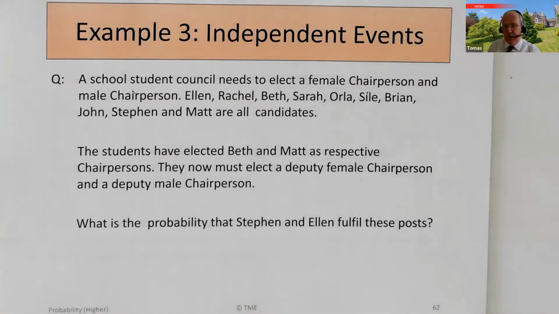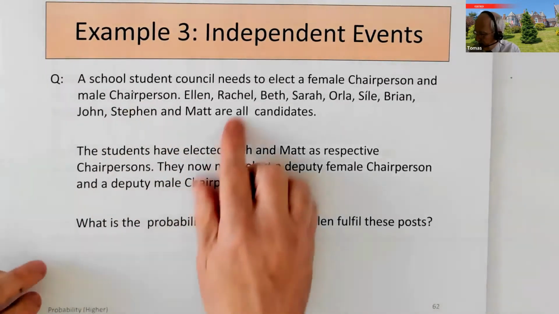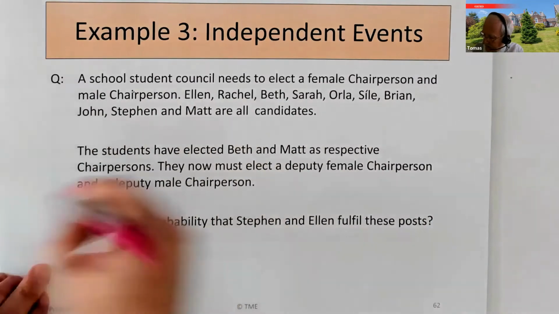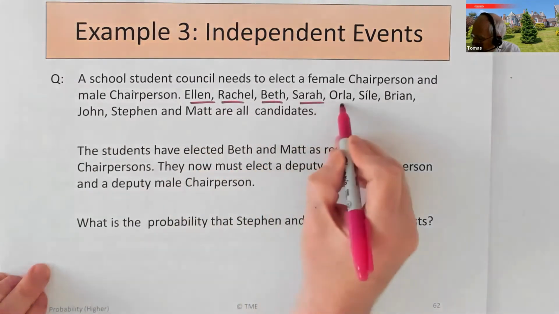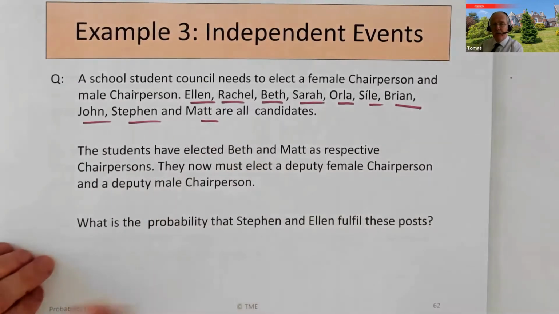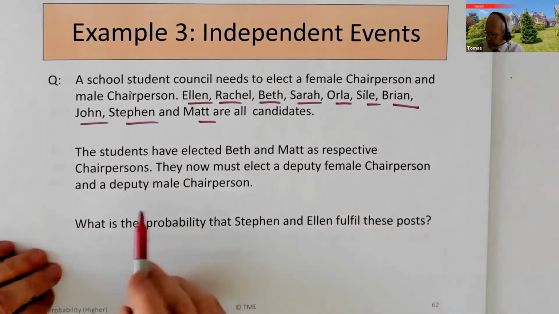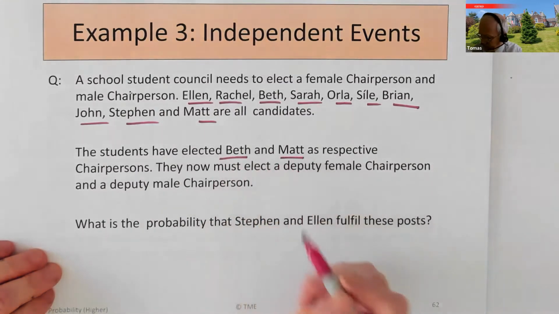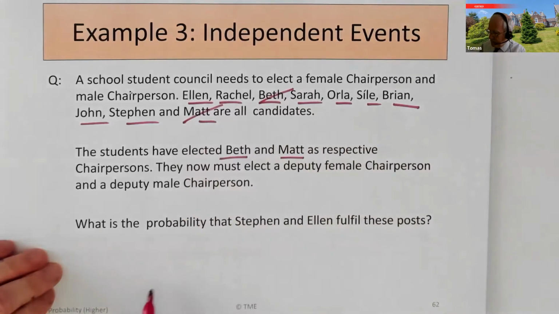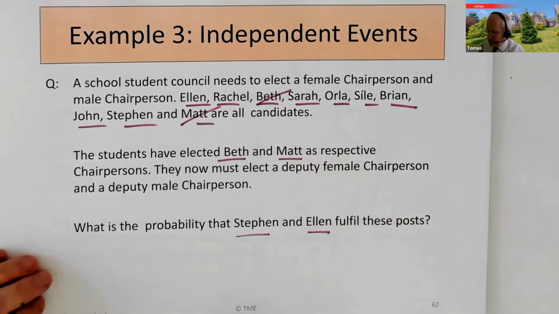Now, let's see how this question comes into its own. A school student council needs to elect a female chairperson and a male chairperson. Ellen, Rachel, Beth, Sarah, Orla, Sheila, Brian, John, Stephen, and Matt. Well, hopefully they'd make it easier for us with all the names to know which is which. The students have chosen Beth and Matt as representative chairpersons, so they're gone. What is the probability that Stephen and Ellen fulfill these posts?